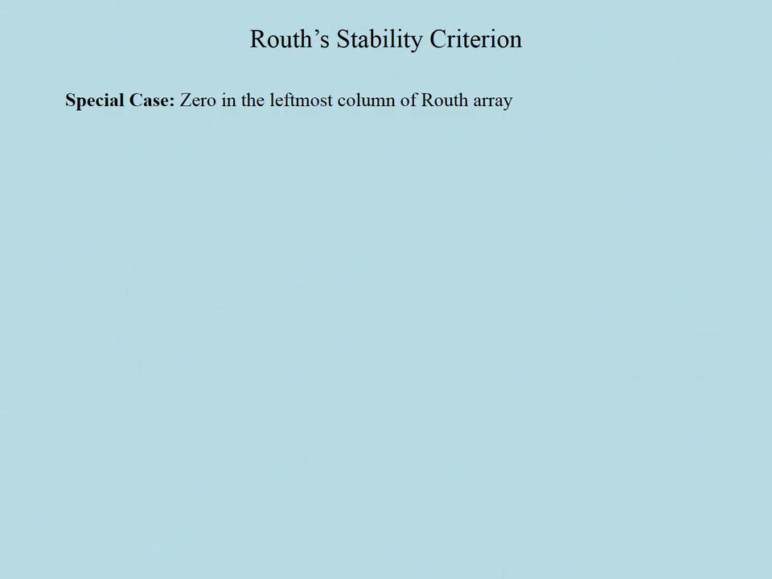Now, what if we get a 0 in the leftmost column of a Routh array? Let us examine this on an example. The polynomial we are going to test is s cubed plus 2s squared plus s plus 2. Note that the constant term is non-zero and all coefficients are positive. The first row of Routh array is 1 and 1, whereas the second row is 2 and 2. This configuration will generate a 0 as the leftmost element of the next row.